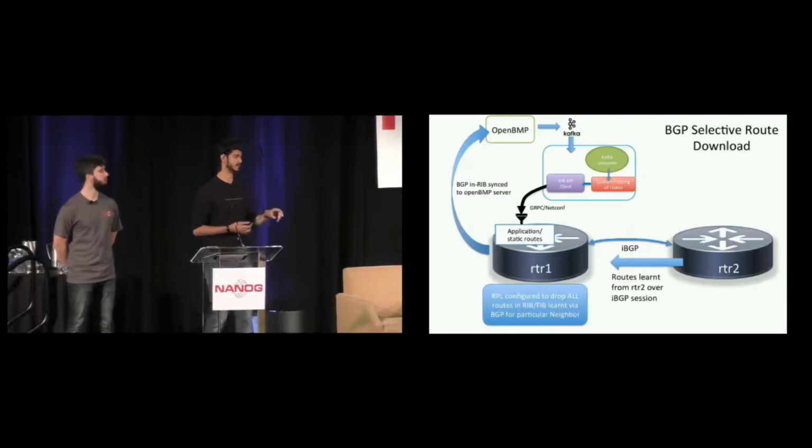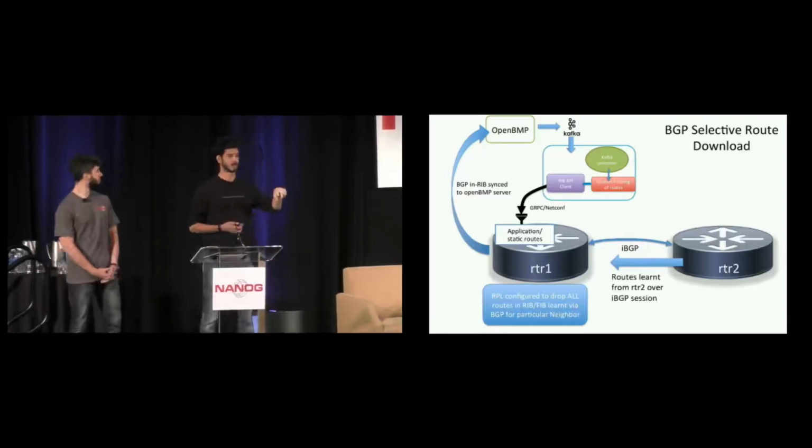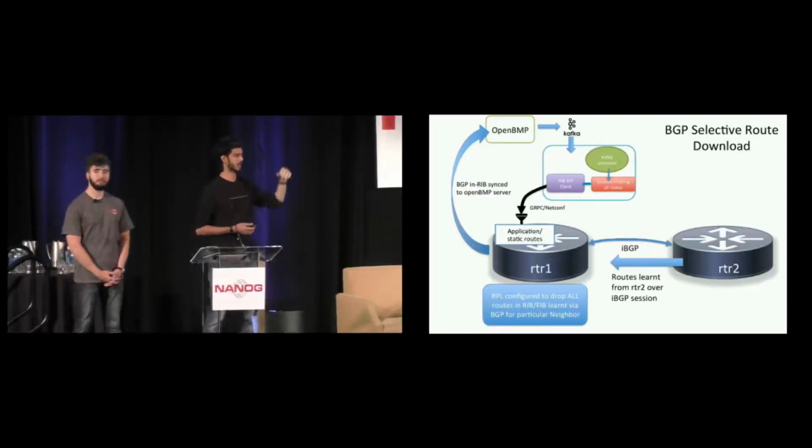Now, the way we do this is that on every router that we want to connect to the controller, we have a single route policy. That single route policy prevents any routes from BGP from being installed into the local RIB. So if you do a show IP BGP on a Cisco router, you'll find that you have absolutely no routes there. But of course, you want to be able to maintain those routes in the global RIB as necessary.